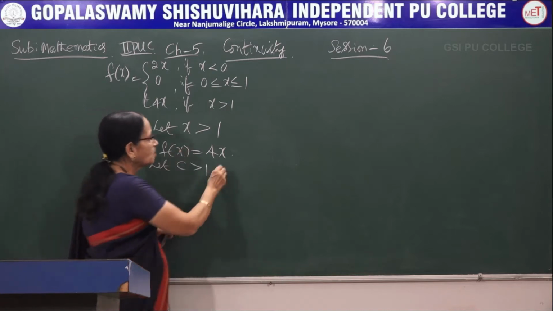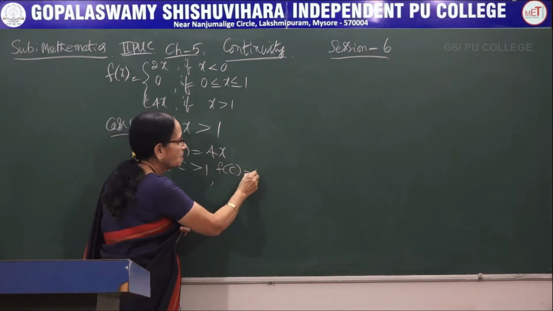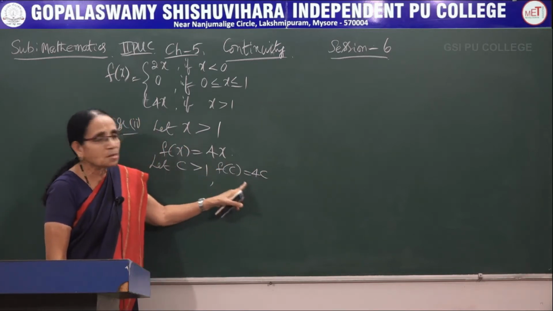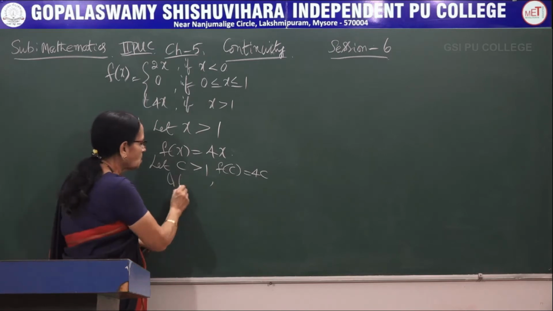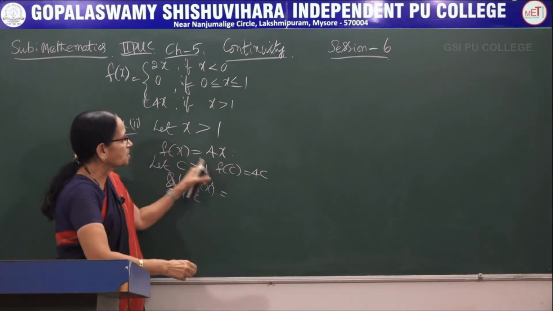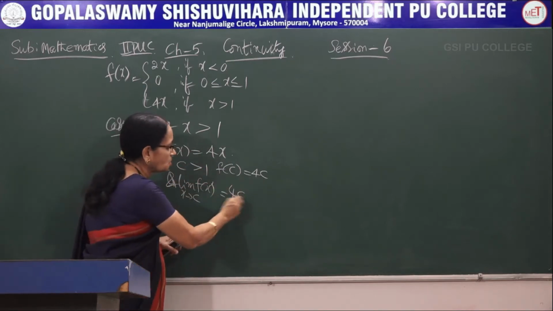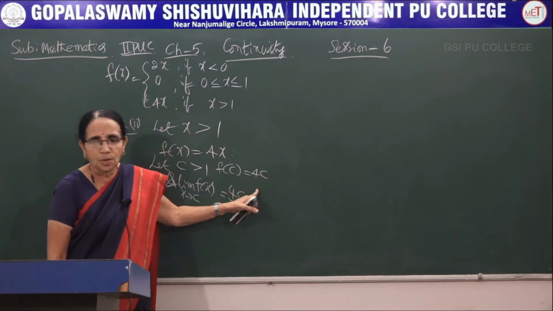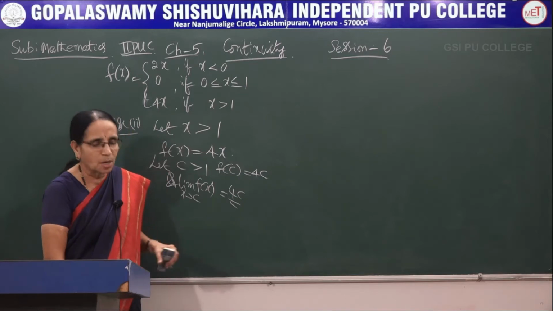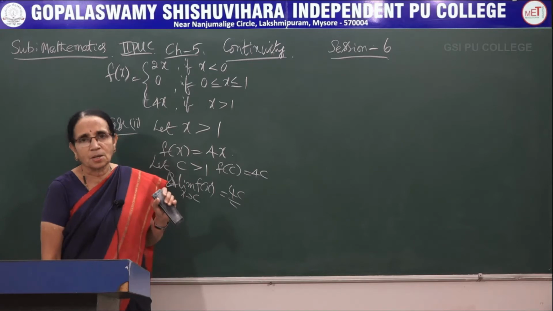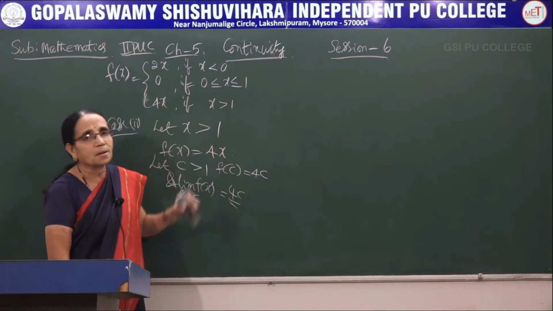Then what is the value here? f of c is equal to 4c. Wherever x is there, replace it by c. So this is the value of the function. And how do you find the limit here? The limit of f of x as x tends to c is the limit of 4x as x tends to c, that would be equal to 4c. So we got the value to be equal to 4c, we got the limit to be equal to 4c. So what is our conclusion? Our conclusion is the function is continuous for all x greater than 1.